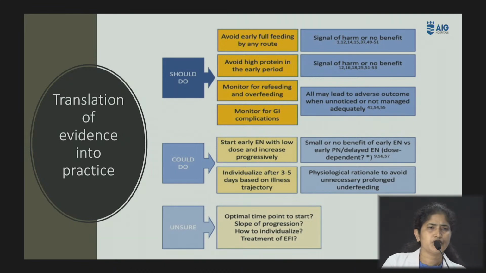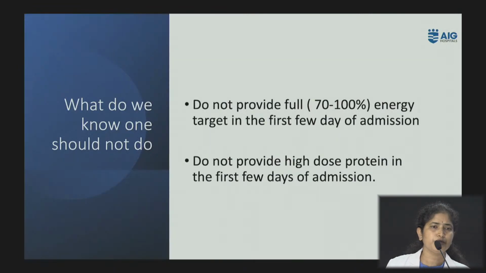What we are still unsure about, even after all these trials and the research progressing, is what the actual optimal time point to start is. Are there any biomarkers for it? What is the slope of progression, and how do we individualize it to each and every patient based on the whole clinical scenario they are going through? And what is the treatment of feeding intolerance, which we will go into in detail later in our presentation.